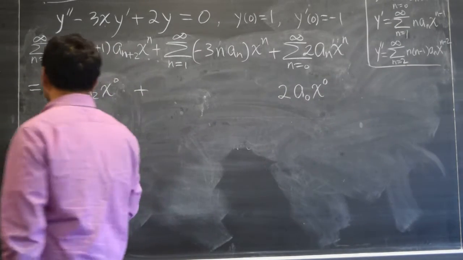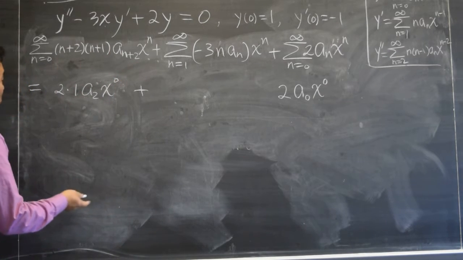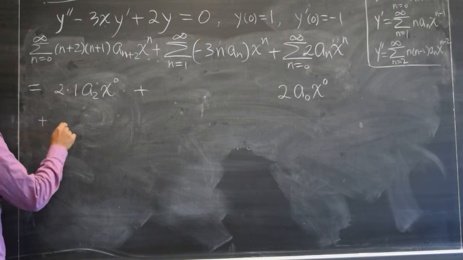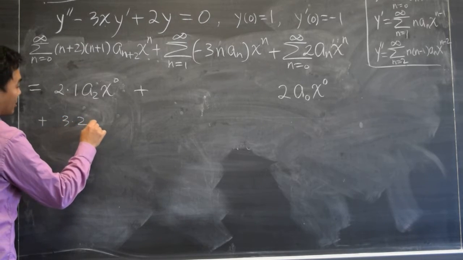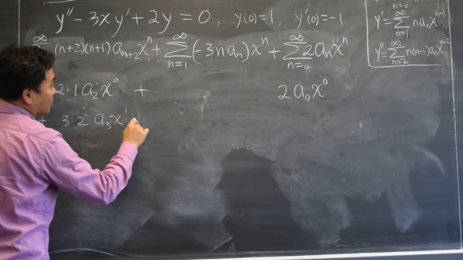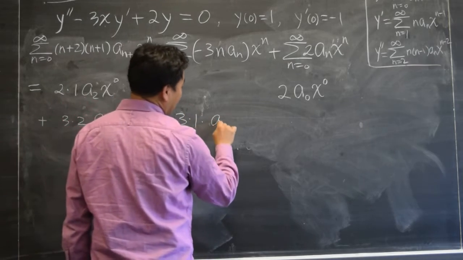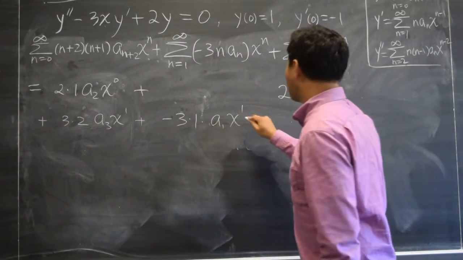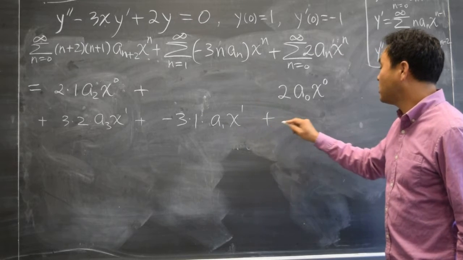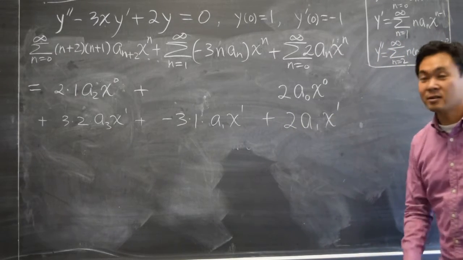Then, starting at n equals 1, they all produce something, right? So what do they produce? They produce 3 times 2 times a3 x to the first power, plus negative 3 times 1 times a1 x to the first power, plus 2 times a1 times x to the first power, right?